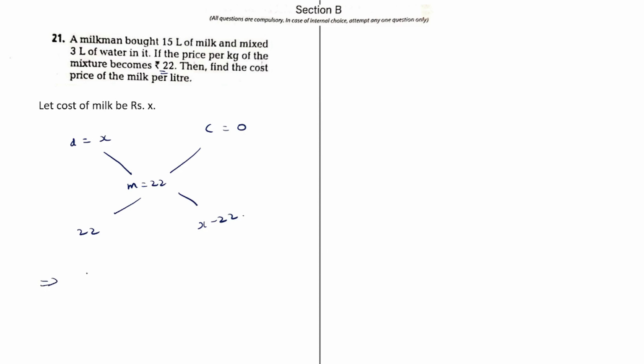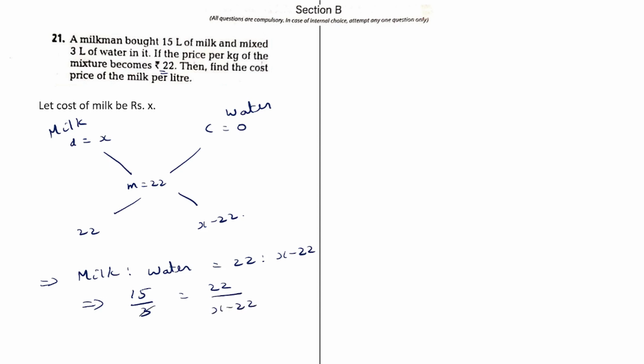Now here we have milk is to water equal to 22 is to x minus 22. Here we have milk and here we have water. But the initial ratio of milk to water is 15 liters to 3 liters. So this implies 15 by 3 equal to 22 by x minus 22. When we simplify and find x, we can find the cost price of milk.